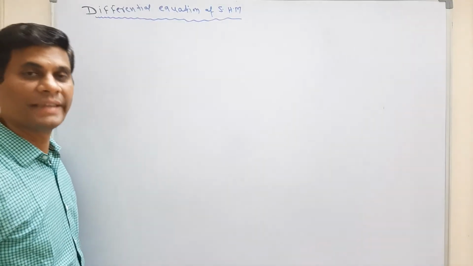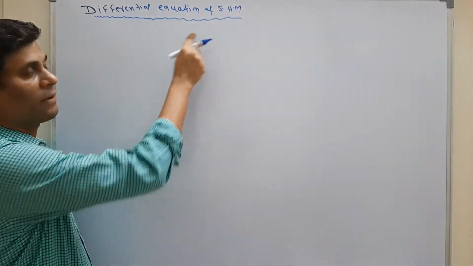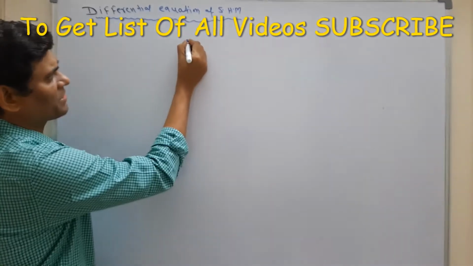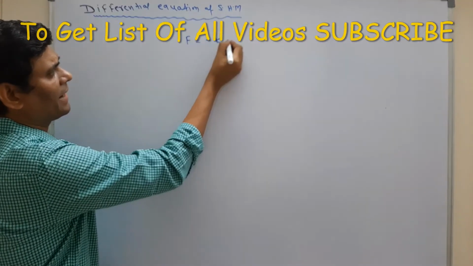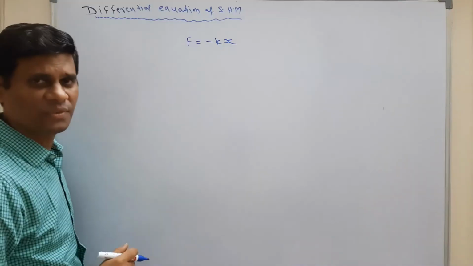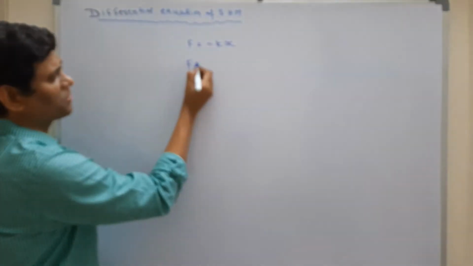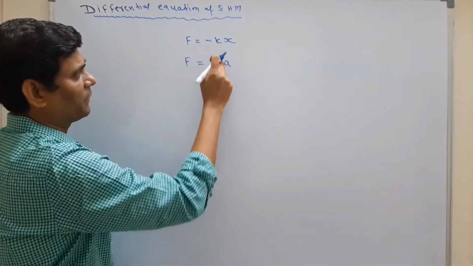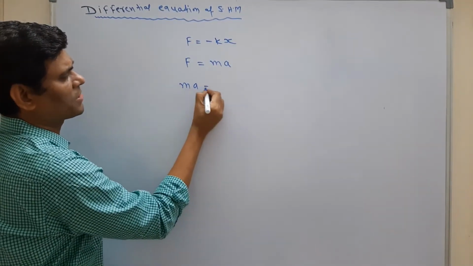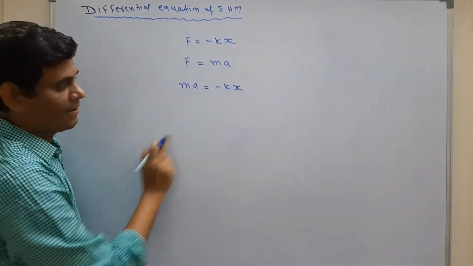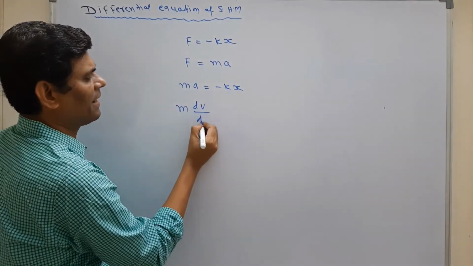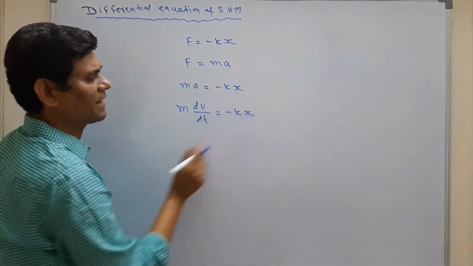Next part, students. The differential equation of S.H.M. is normally asked for 2 marks. Now we have the equation of S.H.M., F is equal to minus kx. Force is equal to mass into acceleration. If I equate this, I can say ma is equal to minus kx. What is a? Acceleration. Acceleration is the rate of change of velocity. So I can say m dv by dt is equal to minus kx.